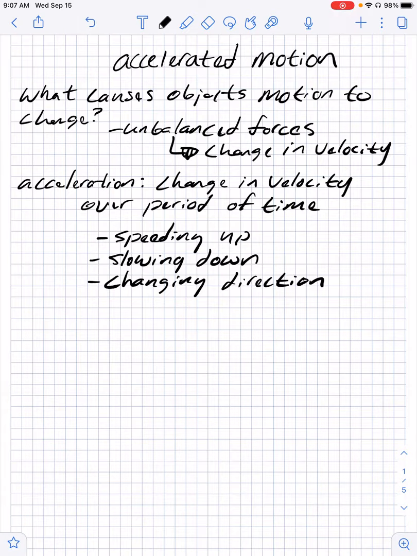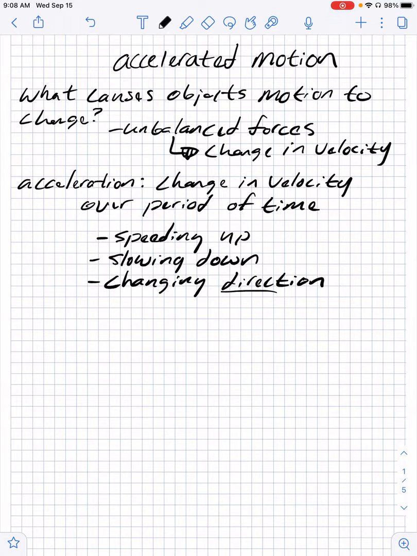An example of changing direction would be if I'm driving a car at a constant velocity, say 10 miles per hour, and I turn a corner. I stay at a constant speed, but I'm turning a corner, so I'm changing direction. So I'm actually accelerating, even though I'm moving at a constant speed, because I'm changing direction. Direction is important because acceleration is a vector quantity.